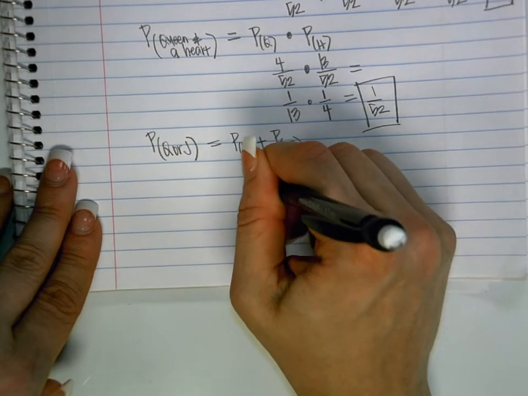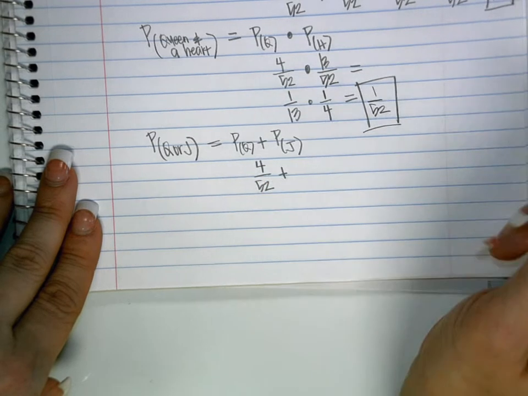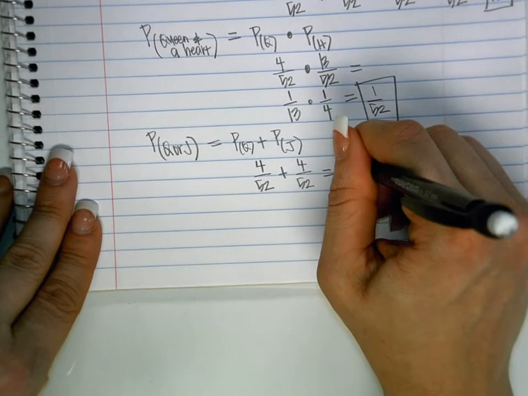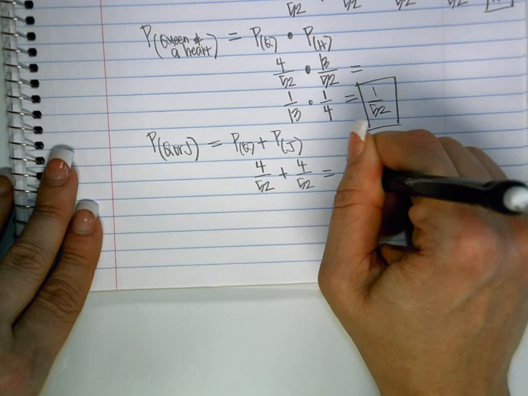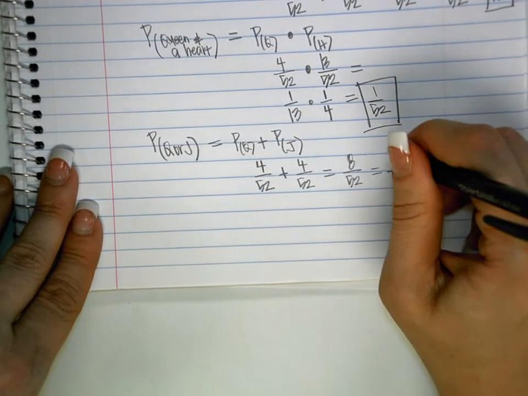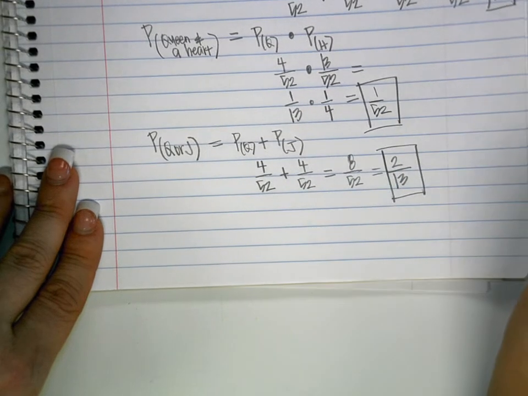What's the probability that you would pick a jack? 4 out of 52. Add those together, 8 out of 52, and that reduces to 2 in 13. Are we done? Not even.